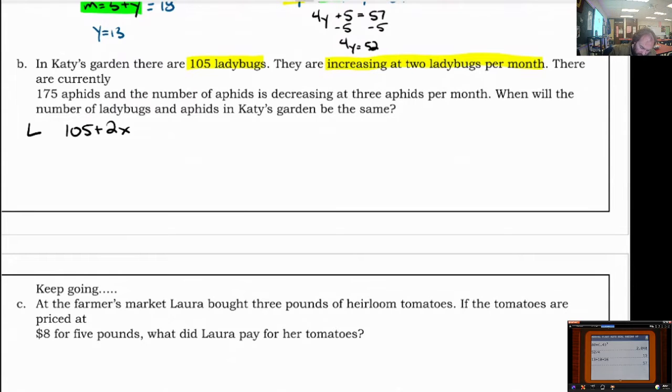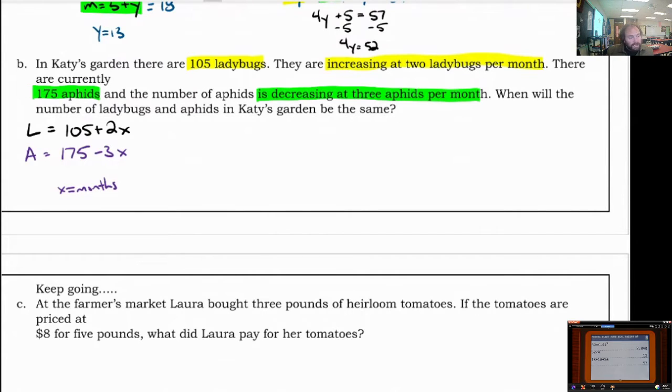And this is for ladybugs, so I'm going to put an L in front of that: L equals 105 plus 2x. There are currently 175 aphids, and the number of aphids is decreasing at 3 aphids per month. So aphids are currently at 175 and losing 3 every month. And I guess in this case, x is the number of months that have gone by.